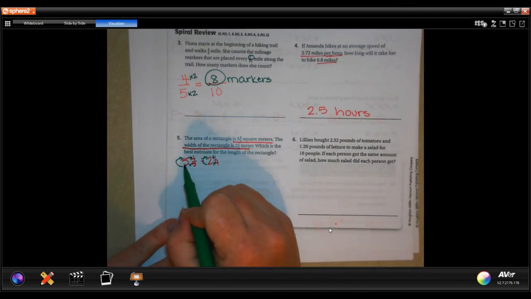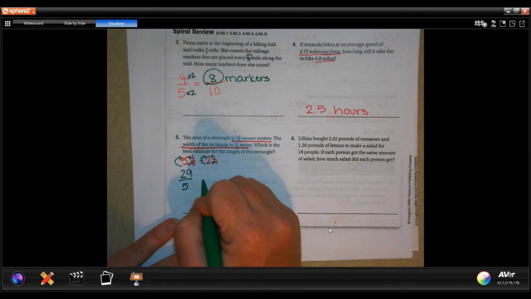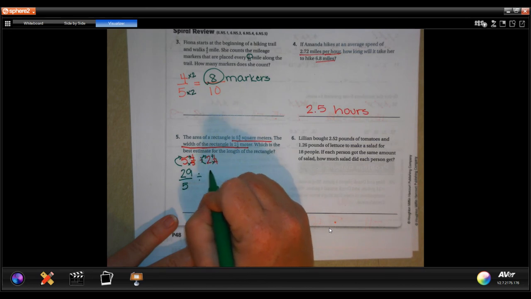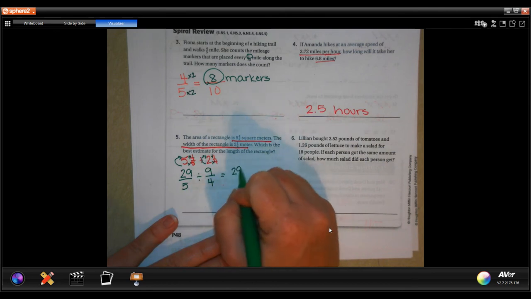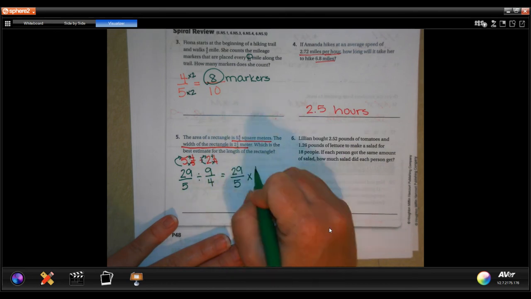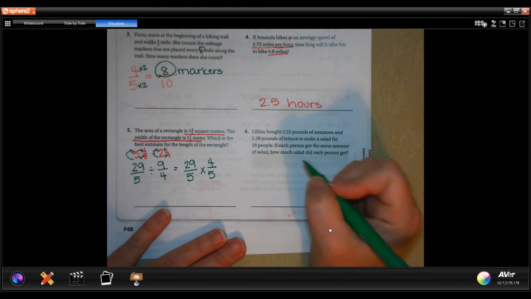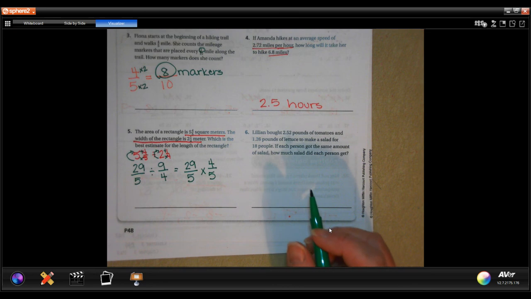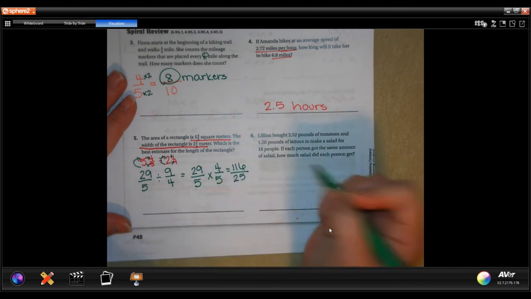5 times 5 is 25, plus 4 is 29, and I'm going to keep that over 5. You keep your denominator. Divided by 4 times 2 is 8, plus 1 is 9, and I keep my denominator. Now, I keep, I change, and I flip. I don't think I can reduce anything. So I'm going to go 29 times 4 is 116, and 5 times 5 is 25.